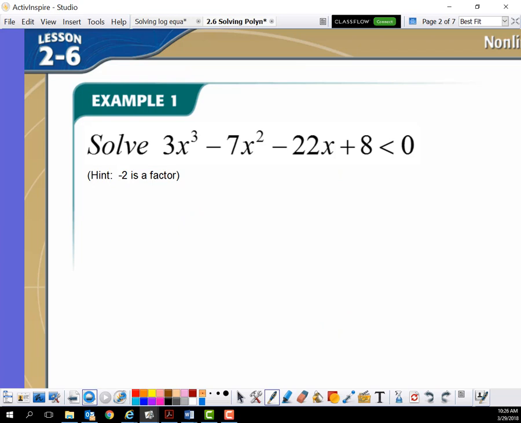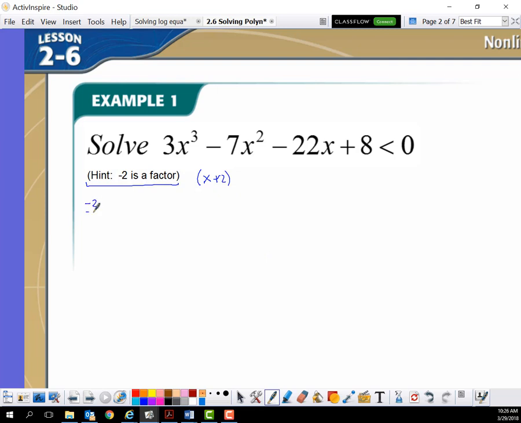Okay, let's try another one. All right, so this one's similar but a little bit different. Here what we have is we've got a polynomial function that's to the third power, and we have a really important hint here. This hint is that negative 2 is a factor. Okay, so if we translate that to a binomial, that would be x plus 2 times something. So let's see what we have left over if we factor that out.